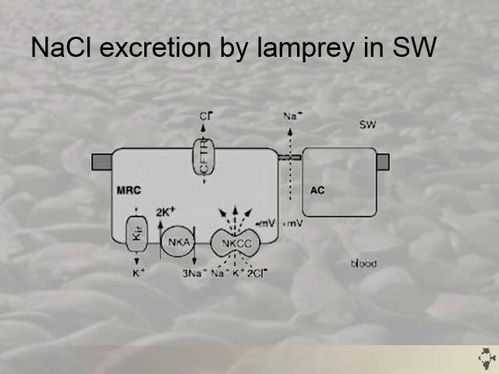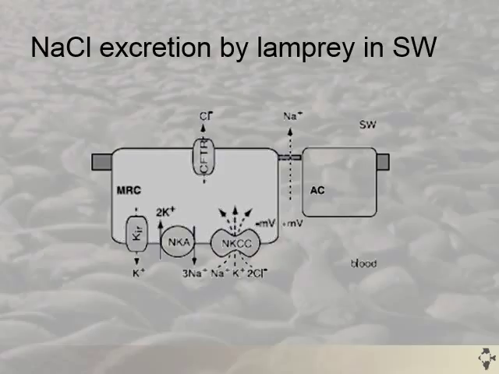This is just another depiction of how this works in a lamprey found in salt water. So you can see we have the accessory cell, AC, we have the mitochondrial rich cell, or the chloride cell, the larger one, and you can see that we have our potassium sodium pump that's actively using ATP to pump out 3 sodium ions back into the blood in exchange for 2 potassium ions coming in.